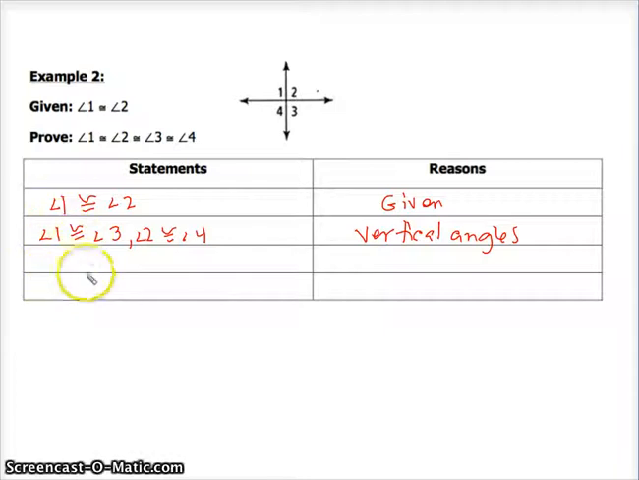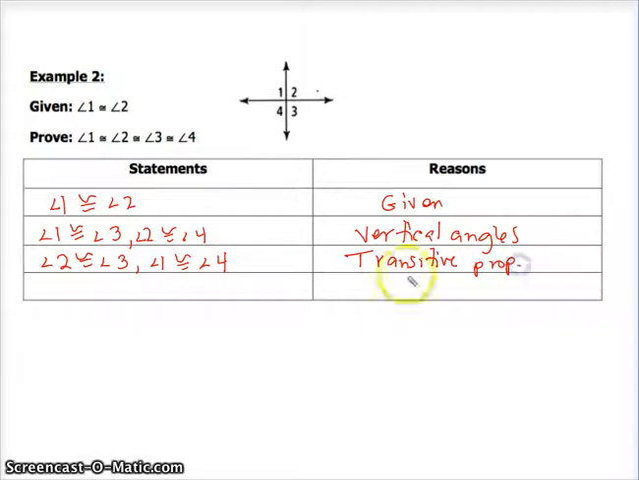Now, using the transitive property, I can say that angle 2 is congruent to angle 3. I can also say that angle 1 is congruent to angle 4. Those are both congruent by the transitive property.